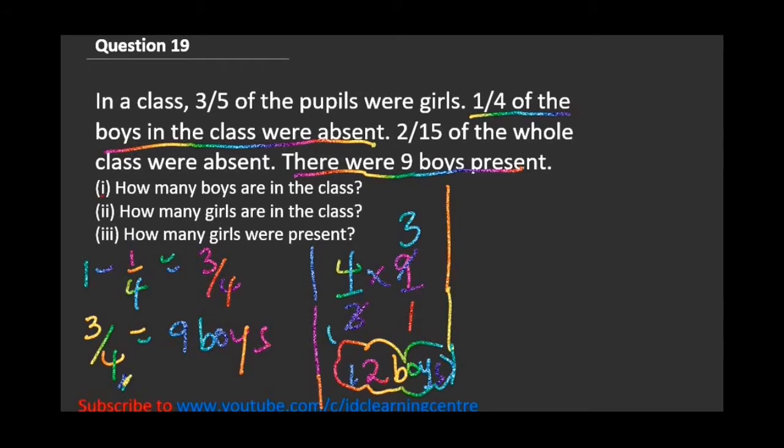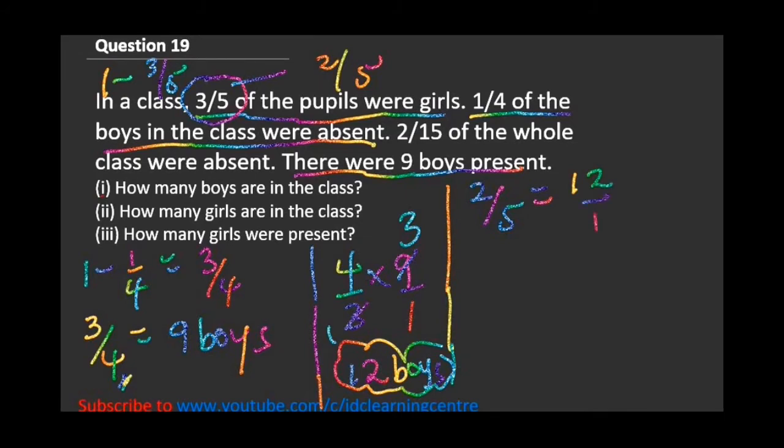How many girls are in the class? If 3/5 of the pupils were girls, from this information we can get the total number of students or pupils in the class. If 3/5 of the pupils were girls, boys will be 2/5, or you do 1 minus 3/5 to get the number of boys, which is 2/5. This 2/5 will give me the total number of boys, which is 12. So to get the total number of students in the class, which is represented by the denominator, you flip. 5 goes up, 2 comes down, times 12 over 1.